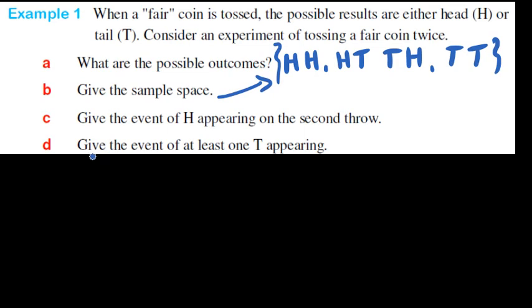And the next one, it says give the event of H appearing on the second toss. What are they? HH and TH. There will be 2 possible events we can have here, because of the head appearing in the second. In case of both head, there is H in the second, and tail head also. And give the event of at least one tail appearing. One tail appearing means just omit the 2 heads. So one tail appears here. So we can have 3 events this time.